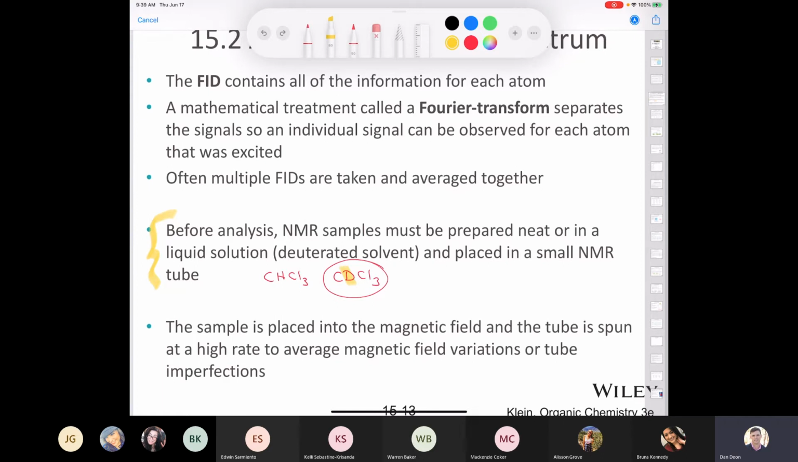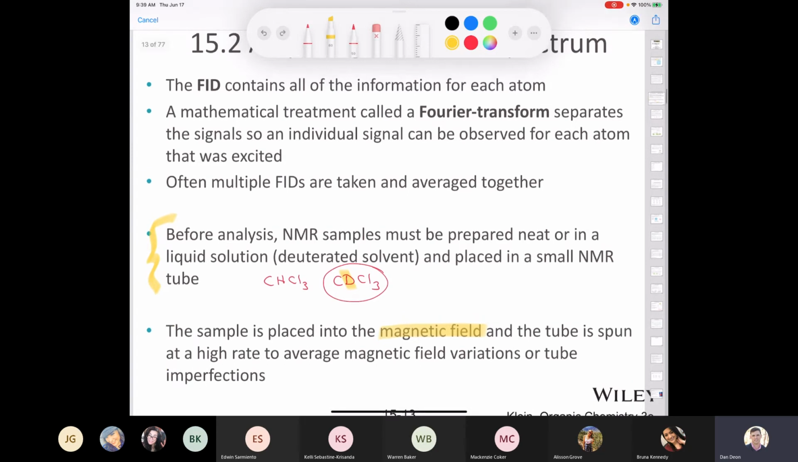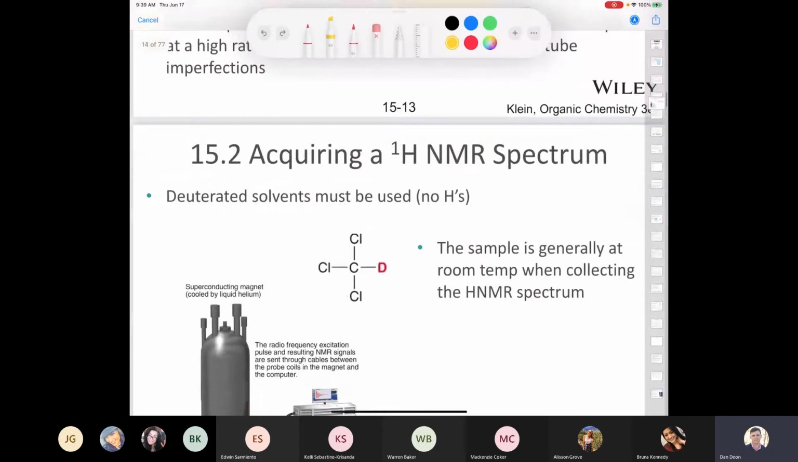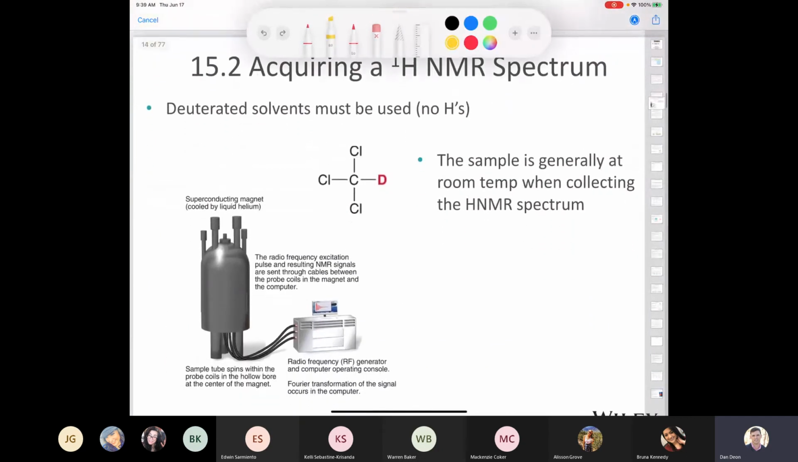So there you go. You put the sample in the spectrometer into that high magnetic field, and the tube gets spun around at a high rate to average out magnetic field variations or imperfections in the tube. And if you're like, what the heck does this mean? All it means is that you just run the sample and you try to minimize any imperfections and you try to make the nicest possible sample that you can.